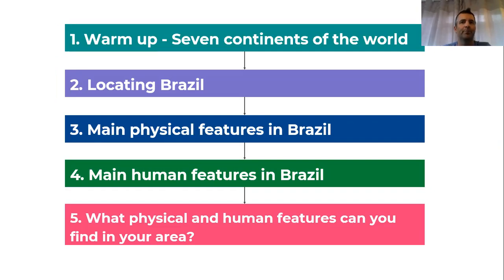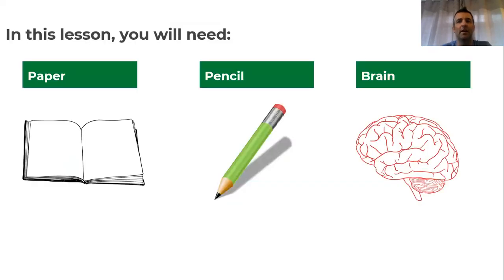Then you're going to think about the physical and human features that you might find in your local area. So before we begin our lesson today, you're going to need these things if possible. You're going to need some paper, a pencil. You're going to need your brain as well. Most importantly, you're definitely going to need your big geography brain. So if you're missing any of those things, then you can pause the video now and go and get them. Okay, so we're ready to begin.